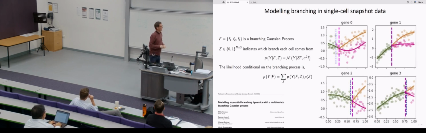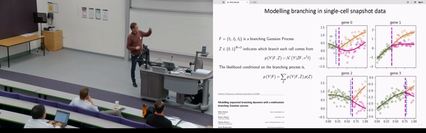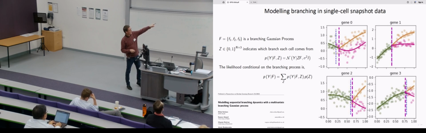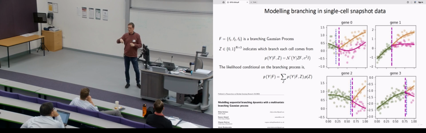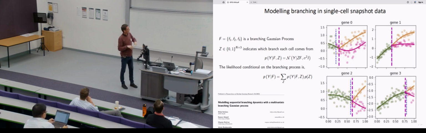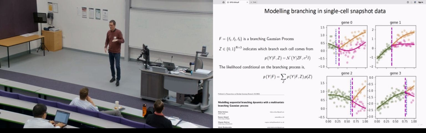But in single-cell data, the cells aren't labeled with the branch they're on. Right? You're just given a bunch of cells, and you have to infer which GP the cell actually was generated by. So you have a new inference problem. You have to fit your branching GP to the data, but you also have to infer which branch the cell came from. And that makes the inference much harder.